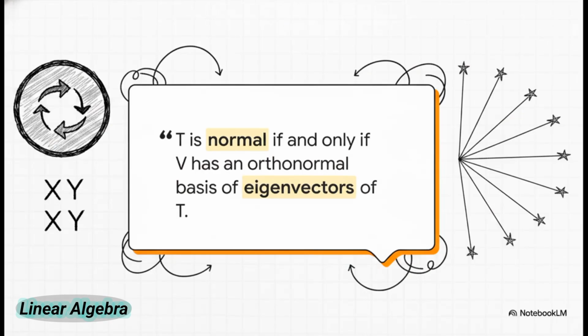Which brings us to the absolute climax of our operator theory, the complex spectral theorem. This theorem states that an operator T is normal, meaning it perfectly commutes with its own adjoint, acting symmetrically with its transpose, if and only if the space has an orthonormal basis consisting entirely of eigenvectors of T. This is huge. I mean, it beautifully unifies algebra and geometry, essentially proving that the most structurally sound operators are exactly the ones that can perfectly align with a geometrically pristine, orthonormal grid of their own making.